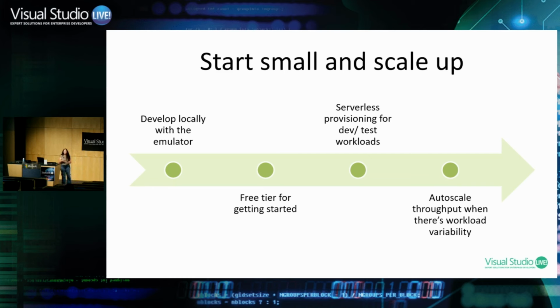Maybe you have a lot of traffic from 9 to 5, but on the evenings and the weekends, there's no traffic. So you don't have to pay for that time that you're not actually using the database. And lastly, we have autoscale. This is part of our provisioned throughput offerings, and it allows Cosmos DB to automatically scale for you depending on the actual traffic that is incoming to your system.